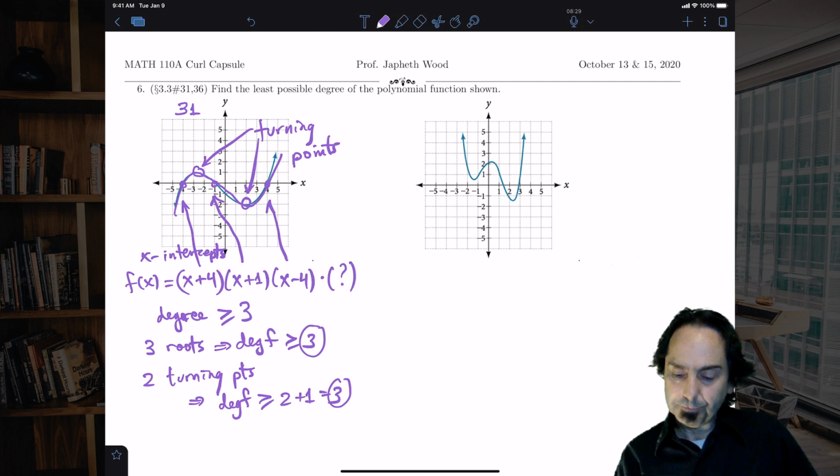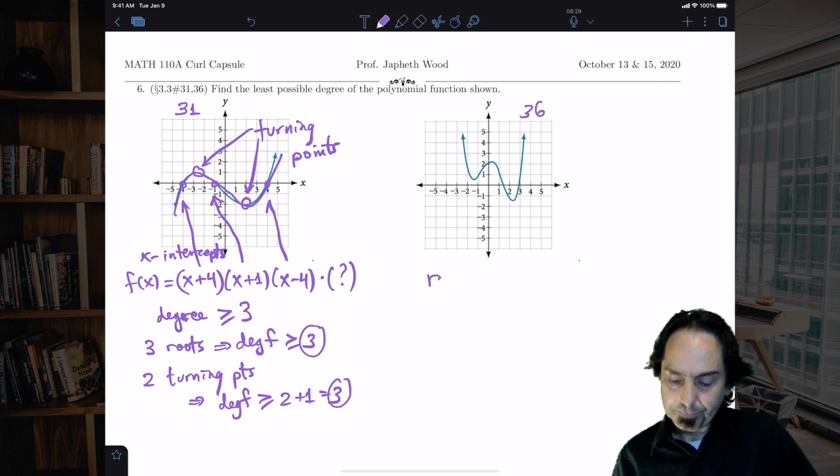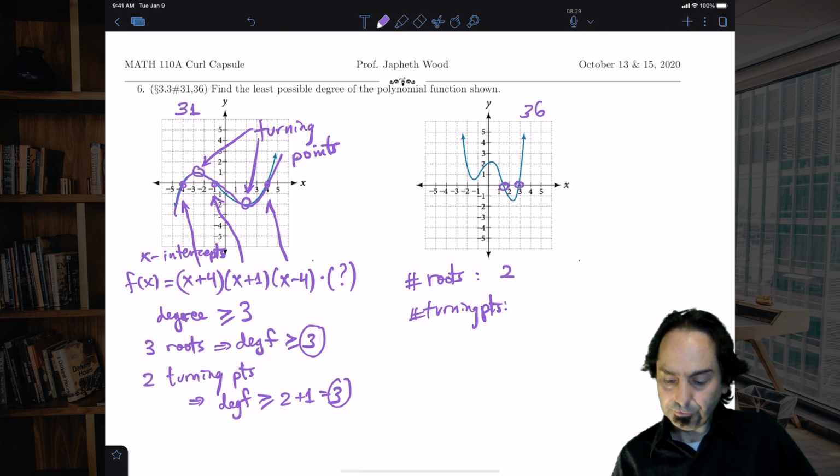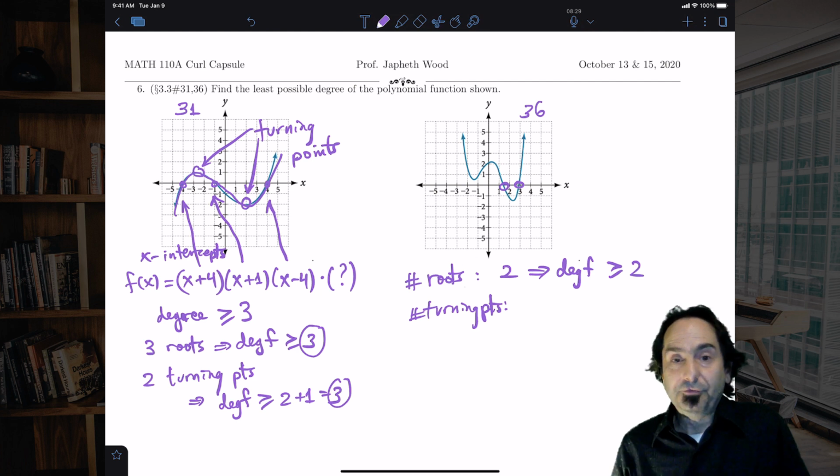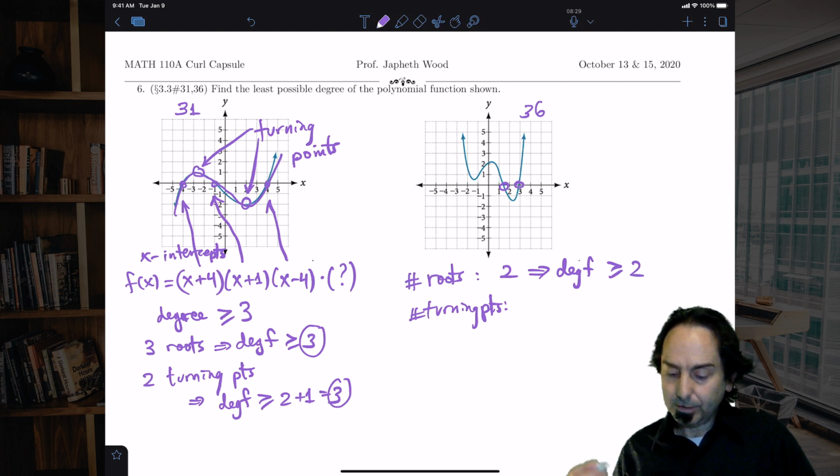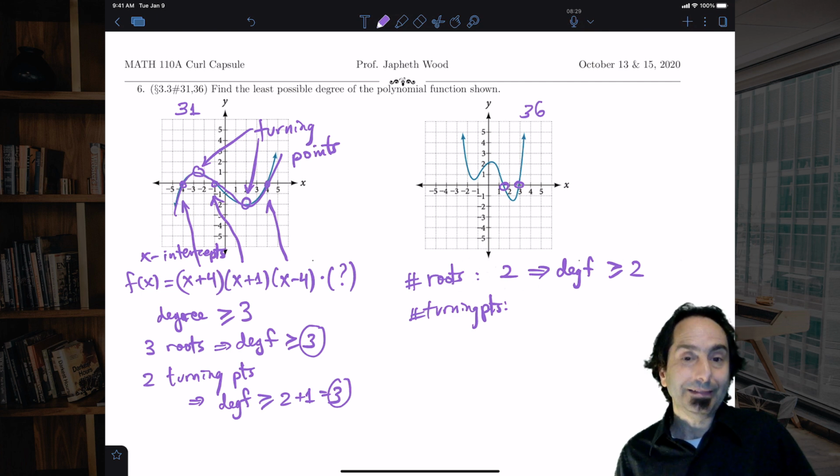Let's move over to number 36 and count the number of roots and also the number of turning points. Okay, for roots, we're looking for x-intercepts. I see 2 roots, and this implies that the degree of this function must be at least 2. It's just the number of zeros or roots. The degree is at least as big.